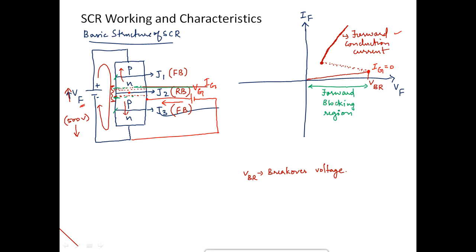Now if I want a relatively lesser forward voltage, then I'll have to apply a gate voltage, due to which a gate current will be flowing. When that happens, just observe, something interesting happens here. A current IG will be flowing. We are applying positive potential to the P region, however VF is trying to reverse bias it.